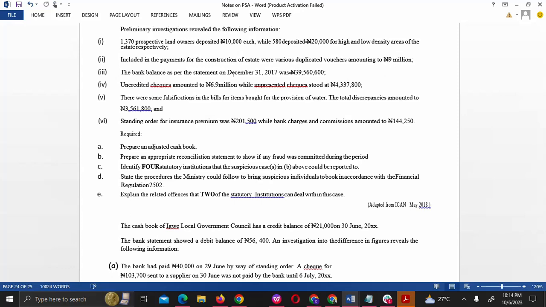We're required to prepare an adjusted cash book, prepare an appropriate reconciliation statement to show if any fraud was committed during the period, identify four statutory institutions that the suspicious cases could be reported to, state the procedures the ministry could follow to bring suspicious individuals to book in accordance with financial regulations 2502, and explain the related offenses that two of the statutory institutions can deal with in this case.